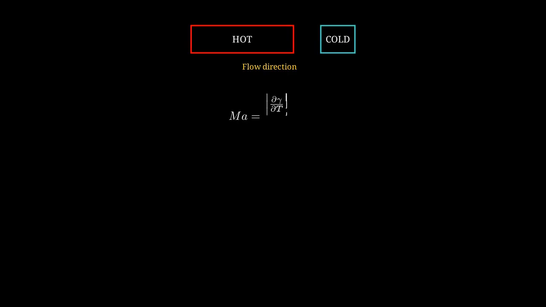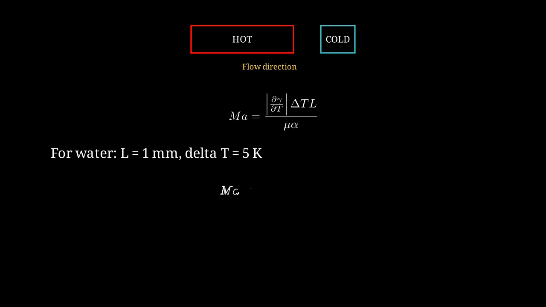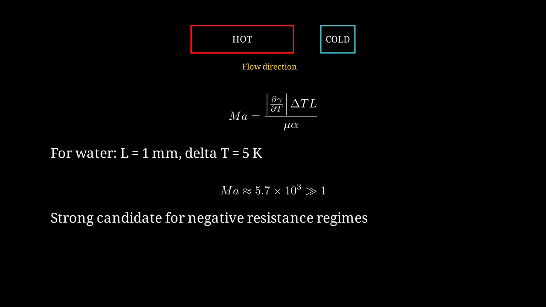The Marangoni number quantifies the ratio of Marangoni forces to viscous diffusion. For water with length scale 1 millimeter and temperature difference 5 Kelvin, we get Marangoni number around 5,700, much greater than 1, meaning thermal Marangoni strongly dominates viscous diffusion. This makes thermal Marangoni a strong candidate for creating negative resistance regimes in microfluidic devices.